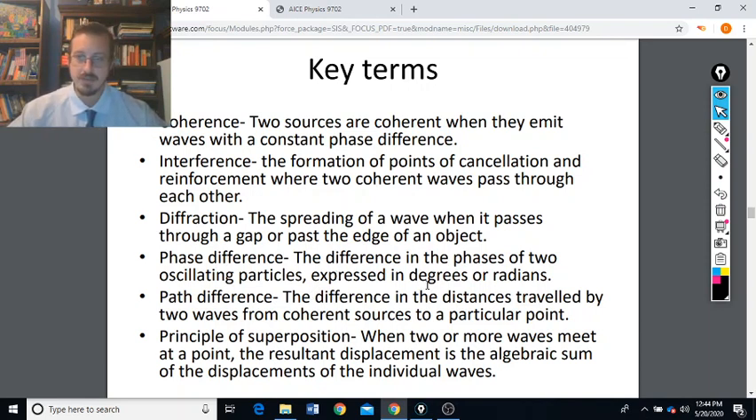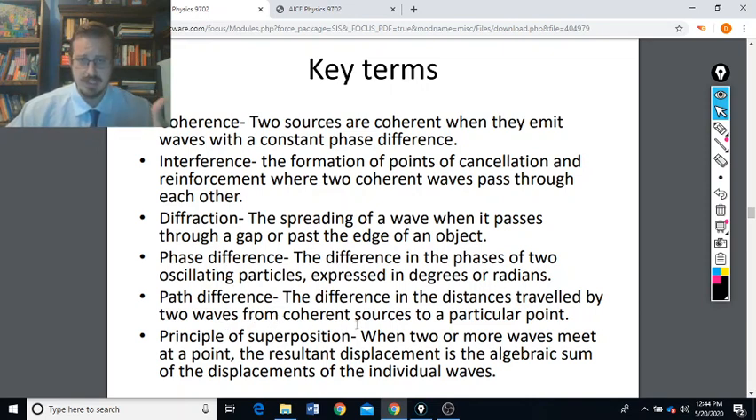Phase difference is the difference in the phases of two oscillating particles, expressed in degrees or radians. An entire wave has 360 degrees or 2 pi radians, and so we can look at where within the wave cycle we are, or where the waves are meeting. Is it half a cycle, a quarter of a cycle, 90 degrees, pi radians, 180 degrees, and so on, to express when the waves meet each other, what's the shift? How far is one off from the other, just in terms of a waveform?